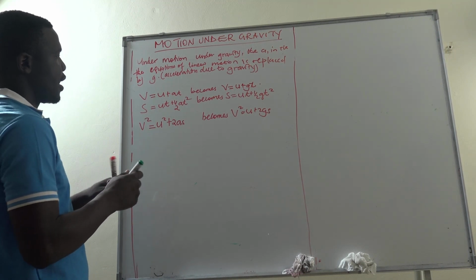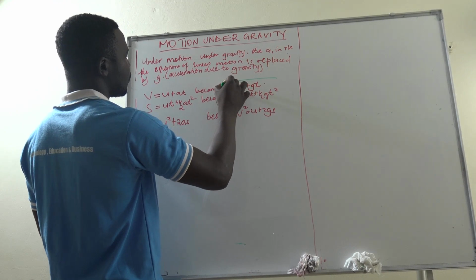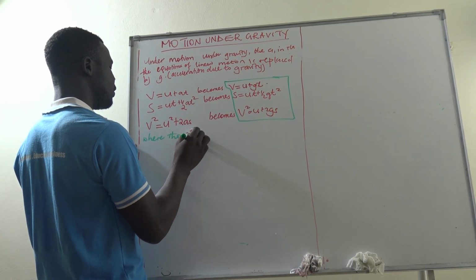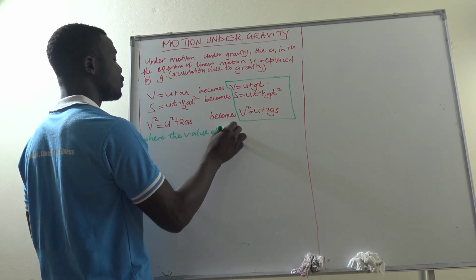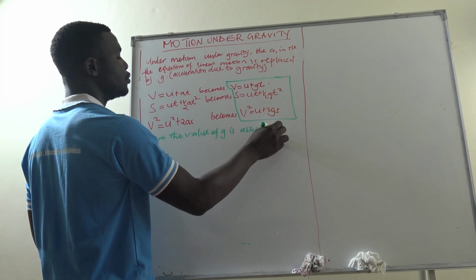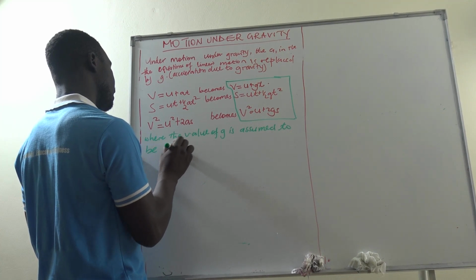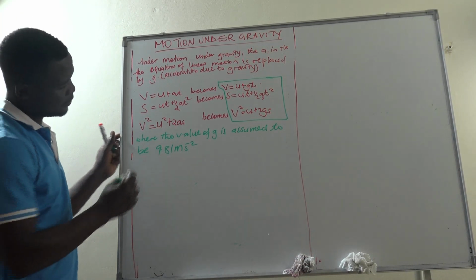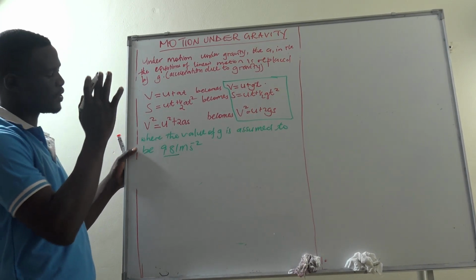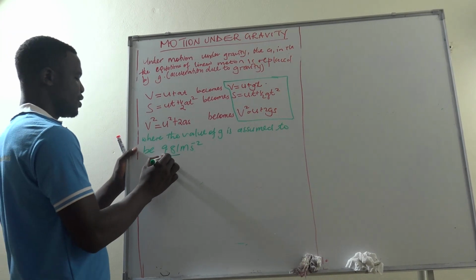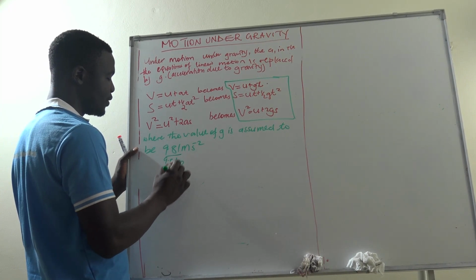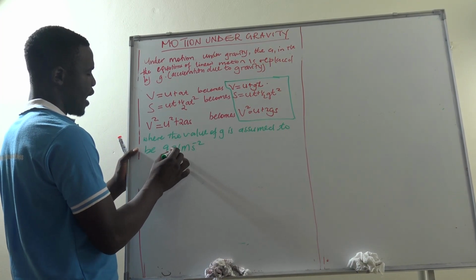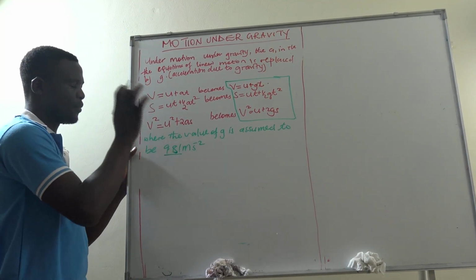Under motion under gravity, we are going to consider these equations where the value of g is assumed to be 9.81 meters per second squared. This is the value that we shall be assuming in our calculations. But be careful with the instructions on the paper. Sometimes you will find where it is 9.8, and in some cases they will tell you it is 10. But for A level, we use this value unless it's stated otherwise.